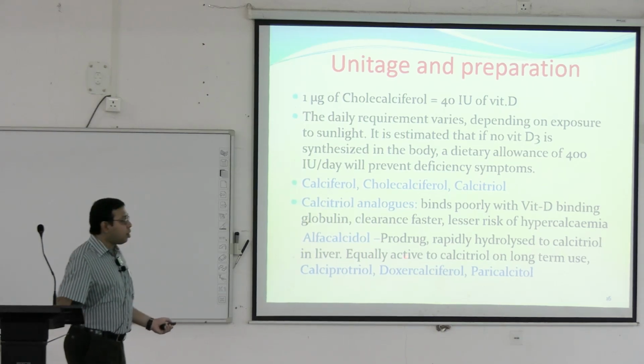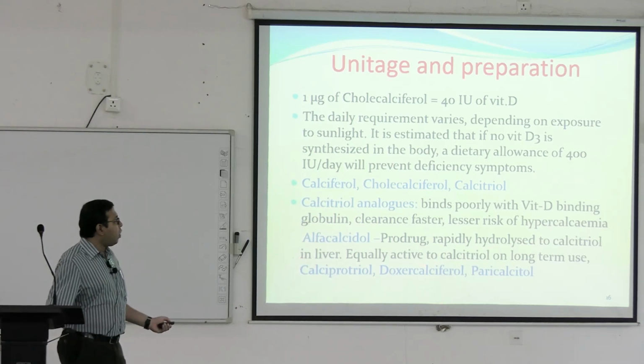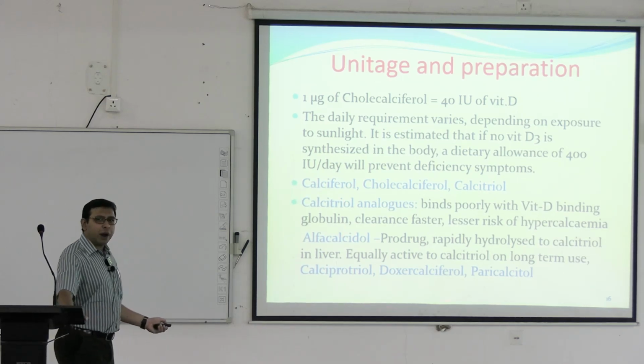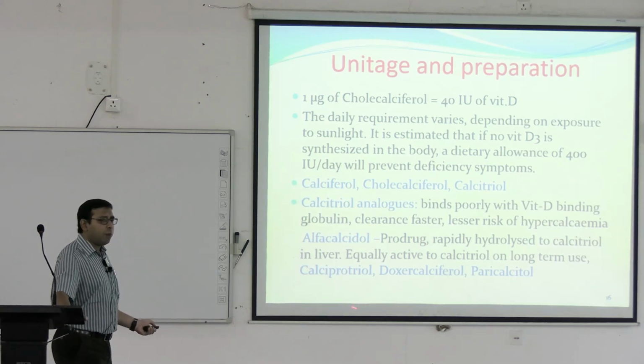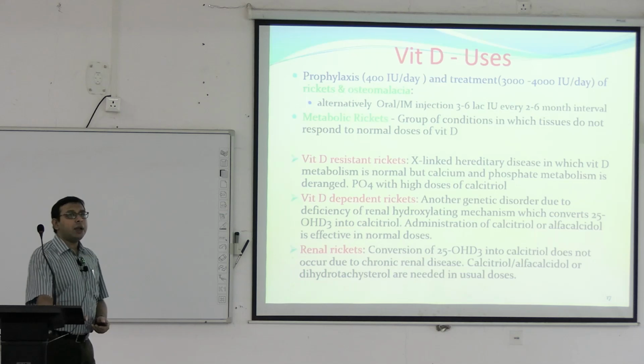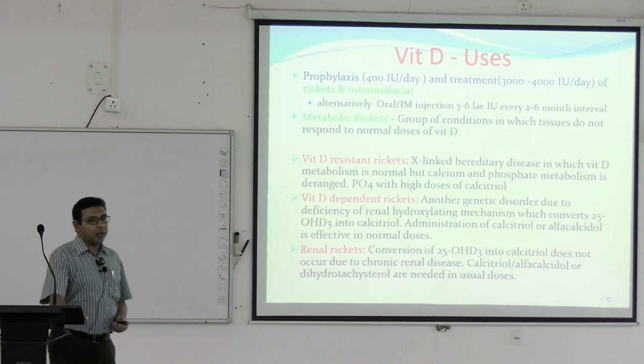Alpha calcidol is a product. It is rapidly hydrolyzed to calcitriol in the liver, and is equally active to calcitriol on long-term use. These are the other preparations that are available. Just remember the names: calcipotriol, doxercalciferol, paricalcitol, etc. Where is this vitamin D used? Prophylaxis and treatment of rickets and osteomalacia.